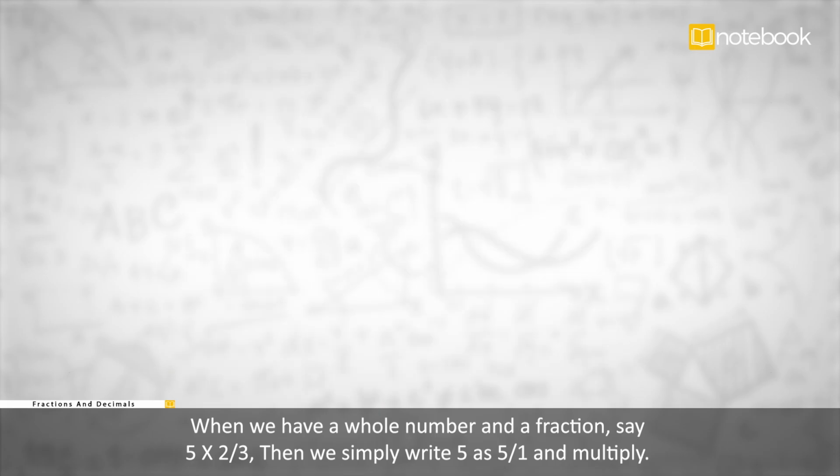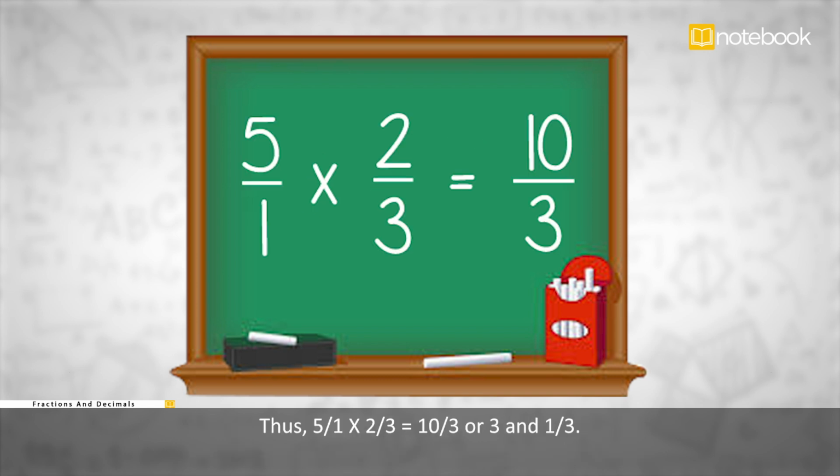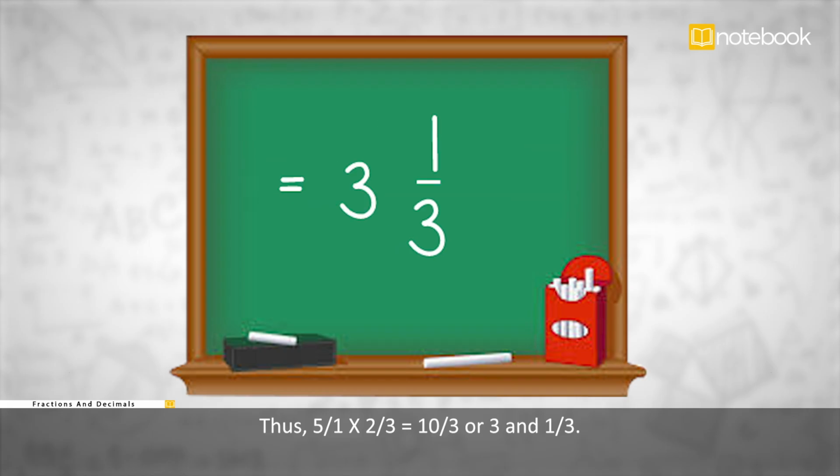When we have a whole number and a fraction, say 5 into 2 by 3, then we simply write 5 as 5 by 1 and multiply. Thus, 5 by 1 into 2 by 3 is equal to 10 by 3 or 3 and 1/3.